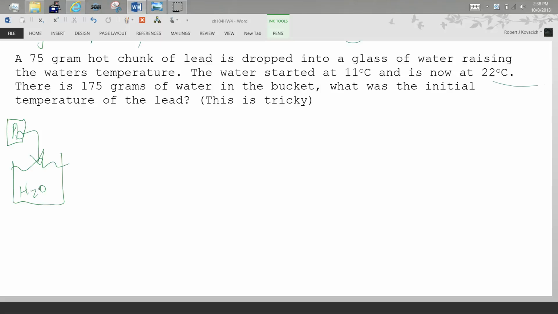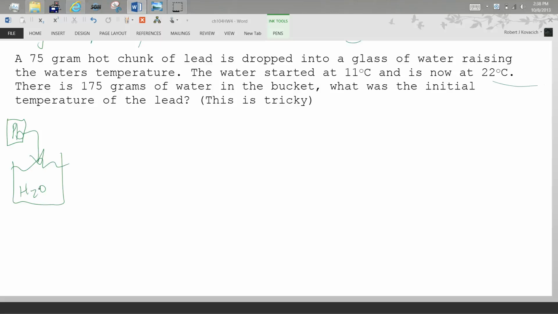They're equal but opposite. So if the water's heat went up by 1,000 calories, then the lead's went down by 1,000, so its Q would be negative 1,000. That's the first thing that you should have realized, that whatever heat the water gained, the lead lost. It came from somewhere, and it came from the lead, not from the surrounding universe, but the lead.